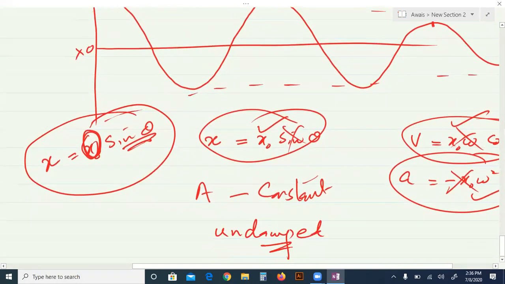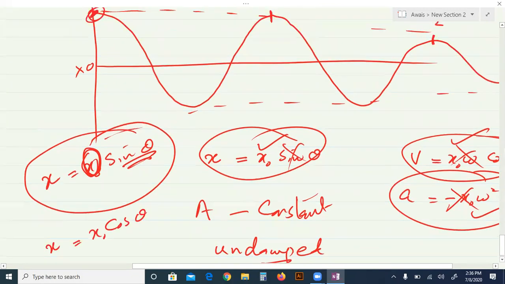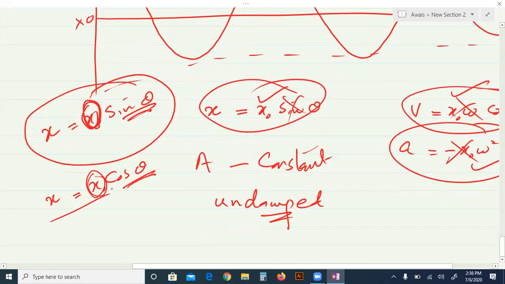Okay, so the next equation is x is equal to x naught cos theta. This is a cos graph. Can you apply this cos? No, we can't apply. This is a cos graph, but there is a single reason: the amplitude is not constant. Okay, if the amplitude were constant for this graph, we could apply x is equal to x naught cos theta, but here it is not an undamped system.